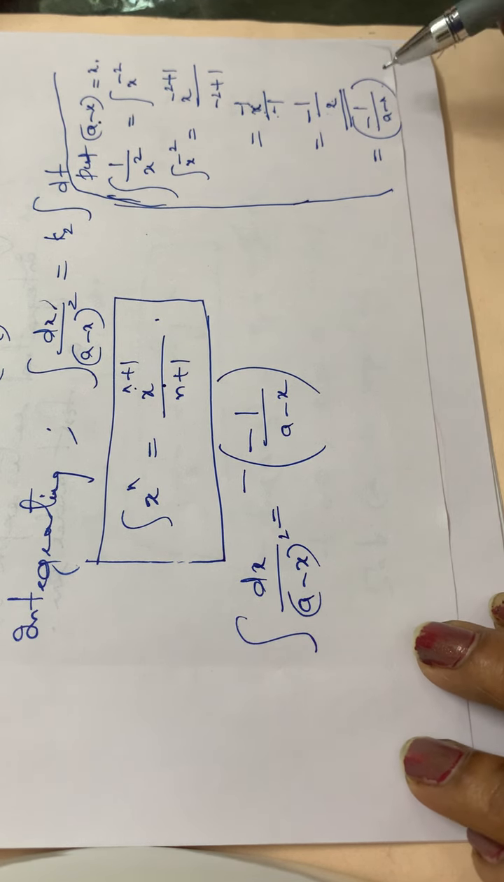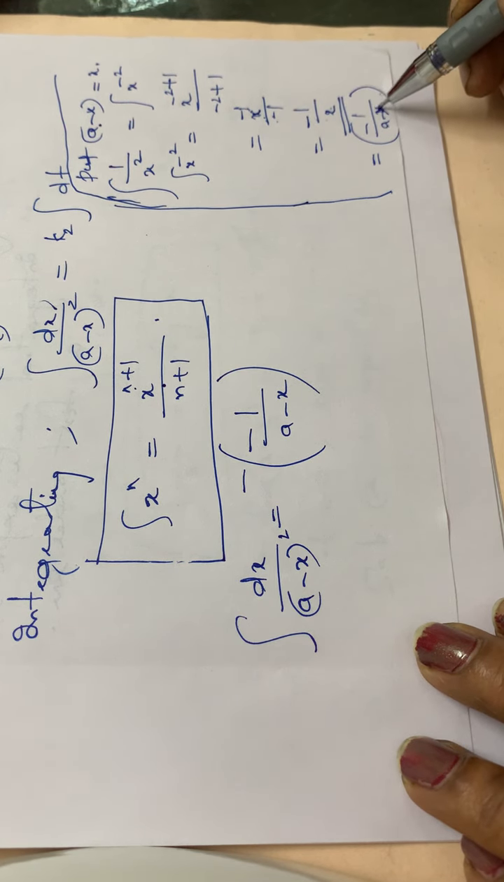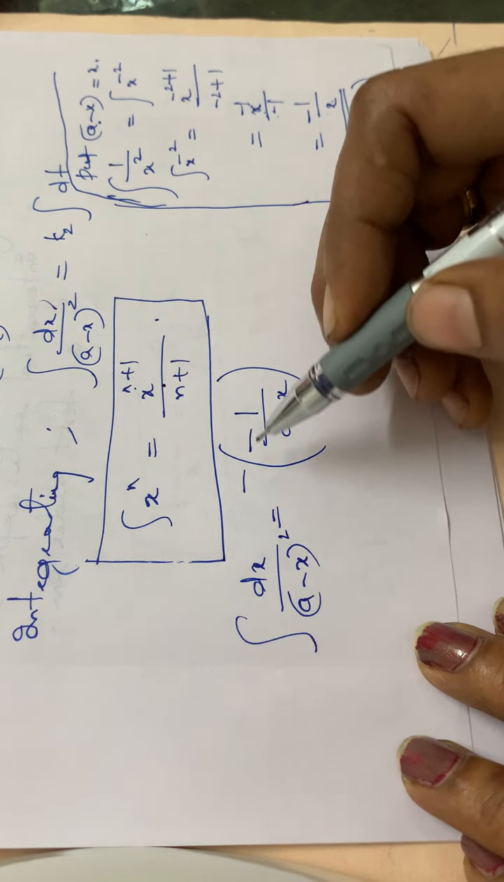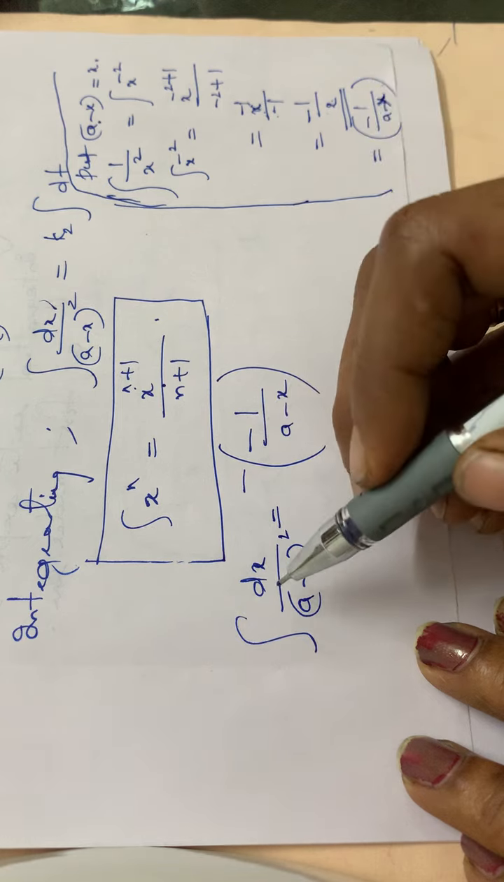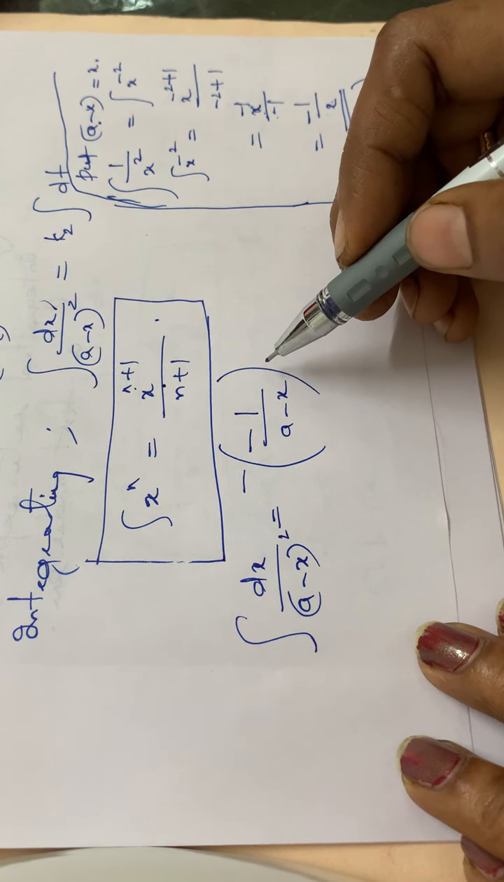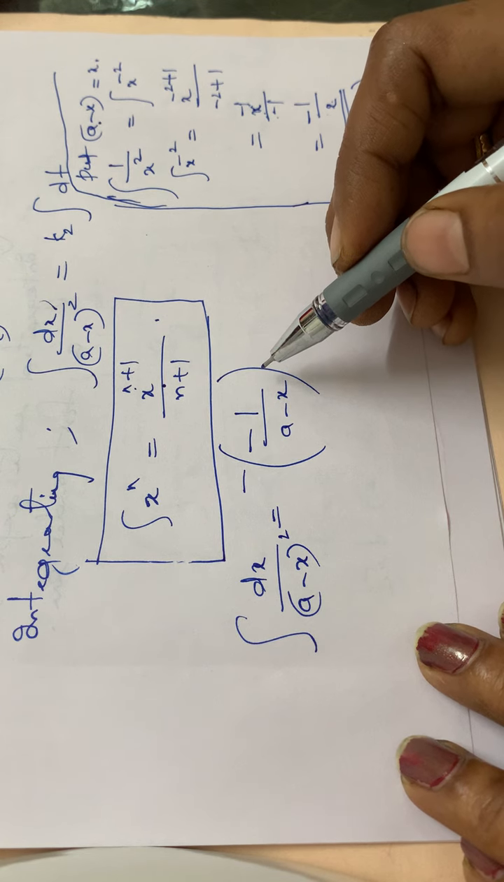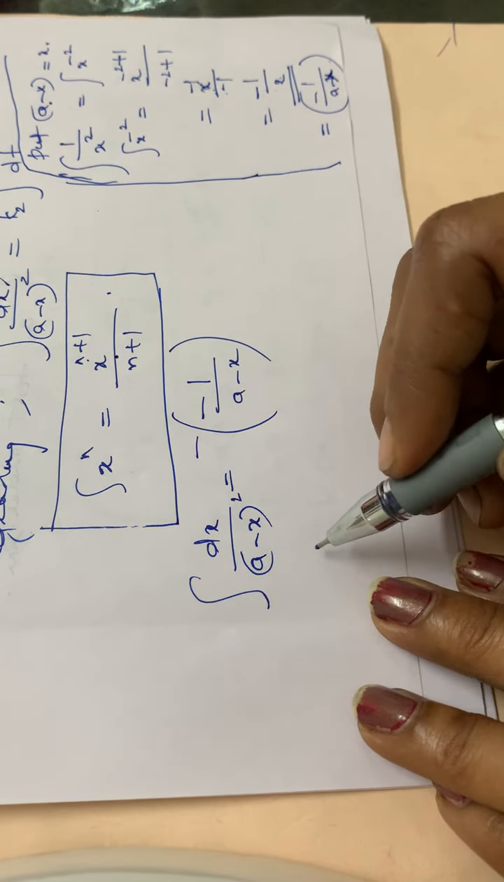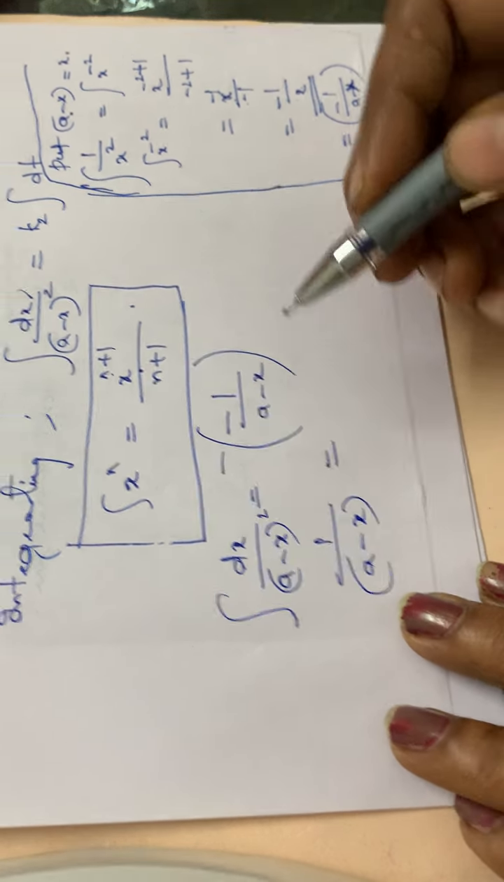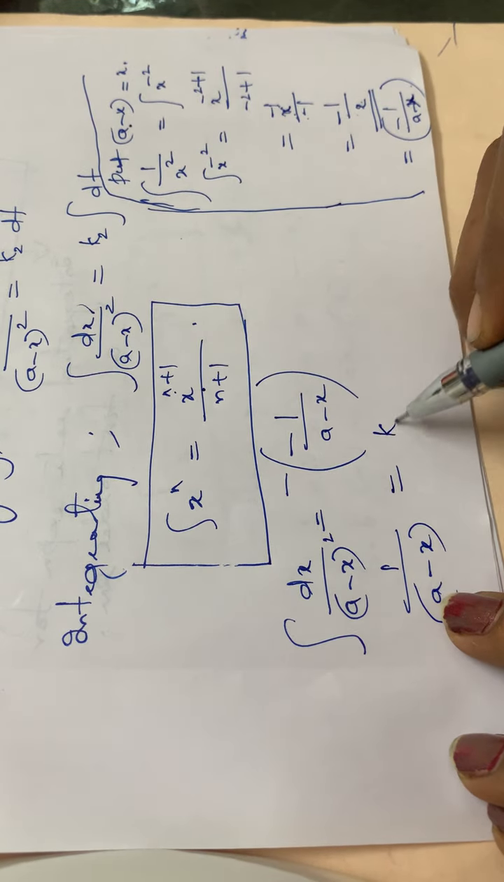Then again, what about minus 1 by (A minus X)? The X has a negative sign, so again minus 1. The integral of this particular term will be equal to minus of minus 1 by (A minus X). So it becomes positive: 1 by (A minus X), that is equal to K2 into integral of dt.